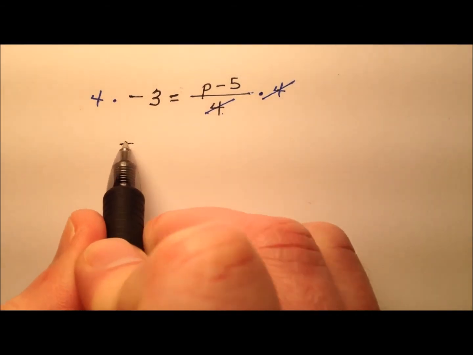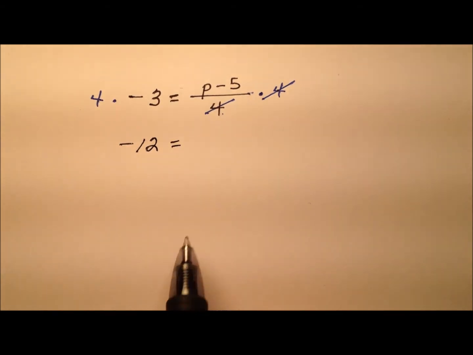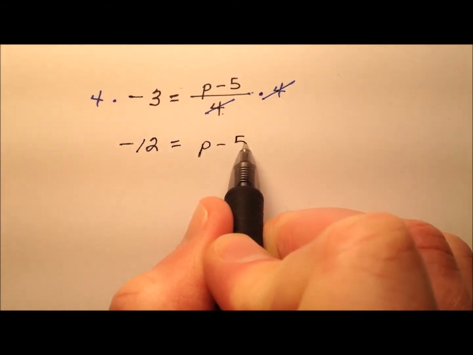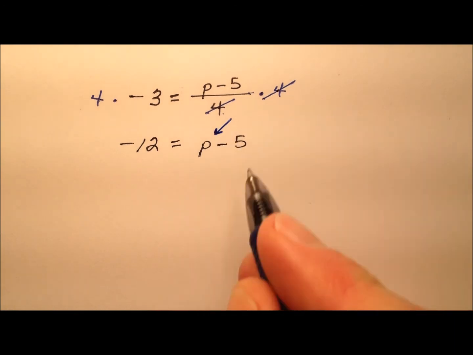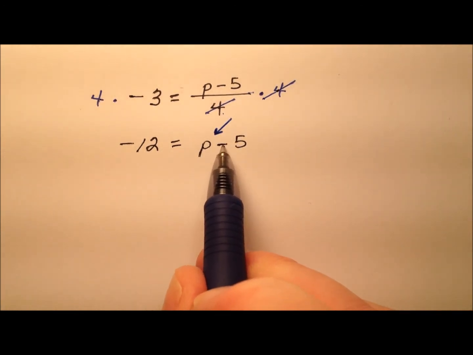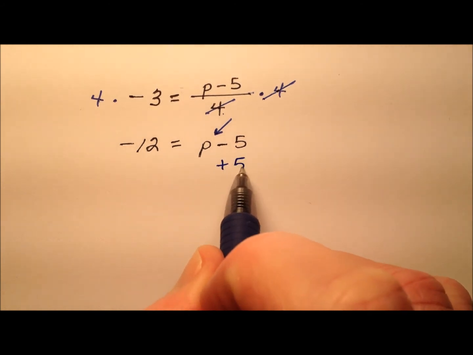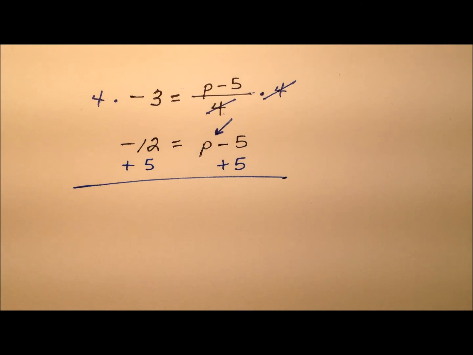So on this left side now, 4 times negative 3 is negative 12. And since the 4 is canceled and I no longer have this fraction, my right side is just p minus 5. So now, in order to finish isolating this value of p, right now I have it being subtracted by 5, so the inverse operation of subtraction is addition. So let's go ahead and add 5 to both sides of this equation.